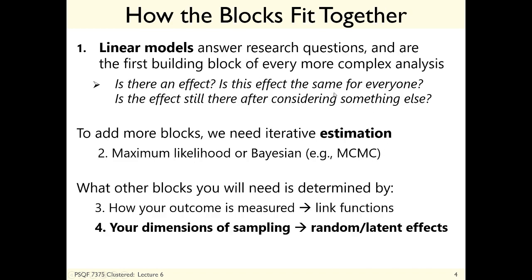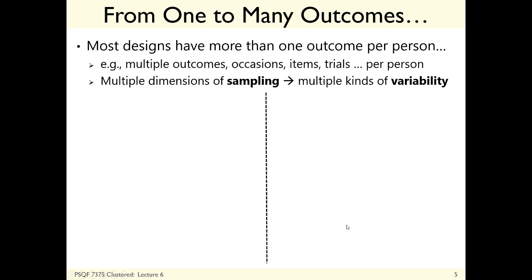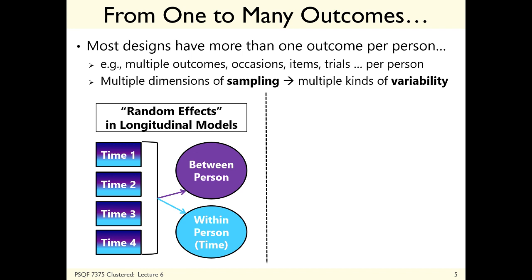So we have the linear models part, we have estimation, we've talked about that, and what other blocks you need is dictated by how your outcome is measured and your dimensions of sampling. So if you think about the idea of collecting multiple sources of data on any unit, it could be students in a school, it could be occasions for a person, it could be items to measure a trait. One way of thinking about it is that you have random effects.